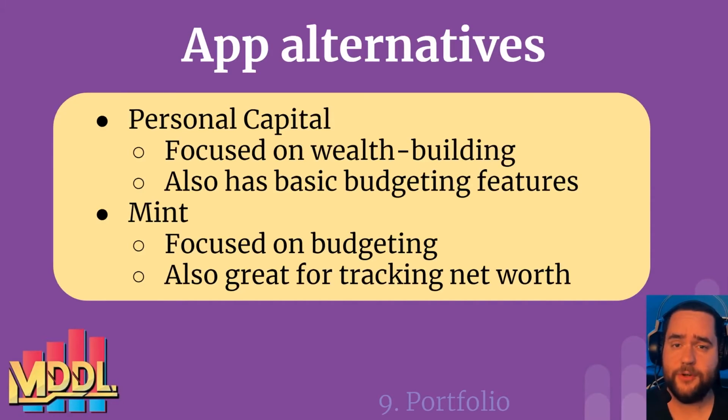And then Personal Capital also has some basic budgeting features. So if you need a budgeting app, it might fill your needs. But honestly, if you want a budgeting app, then I would recommend Mint, since it's completely focused on budgeting. But Mint also happens to have a feature where you can track your net worth over time. So you can also use that to do the same thing that I do in my spreadsheet.